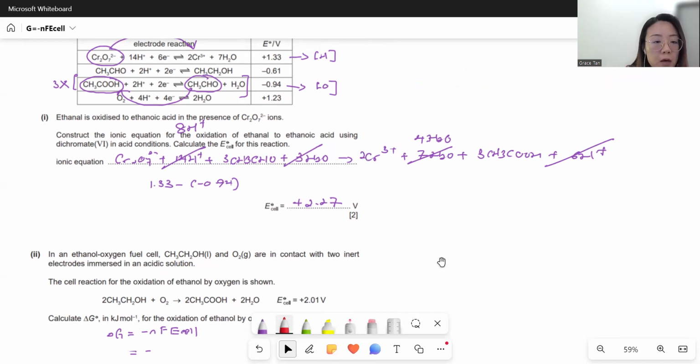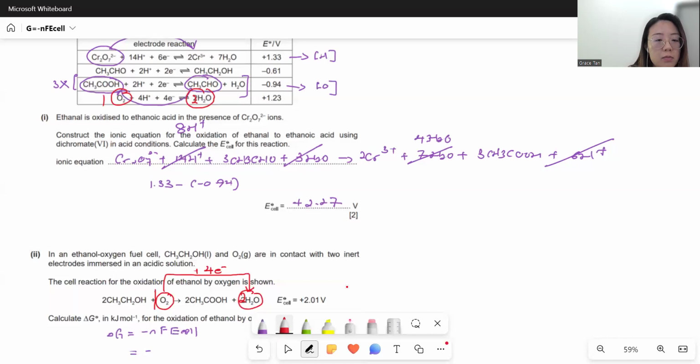Okay, what about oxygen and H2O? I can see oxygen and H2O here, 1 mole and 2 moles. I also see the same thing, 1 oxygen mole and 2 water moles, right? So what we can see here is the oxygen has undergone reduction. Okay, oxygen undergoes reduction by receiving 4 electrons. Reduction, okay, 4 electrons.